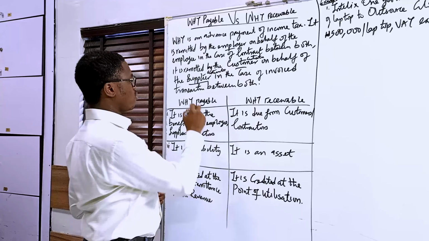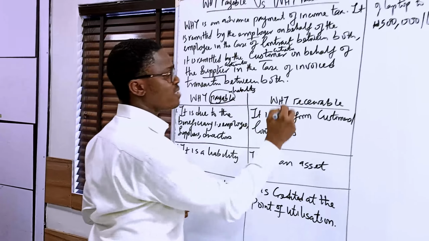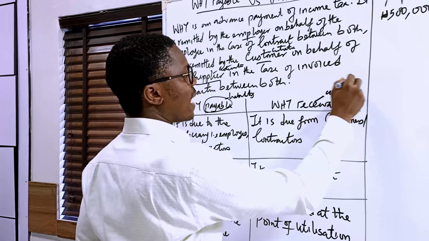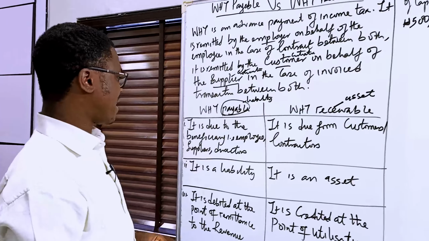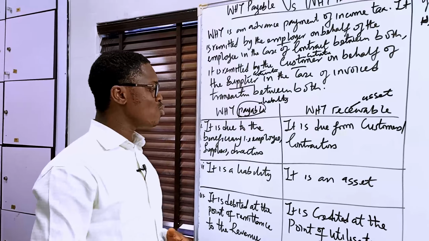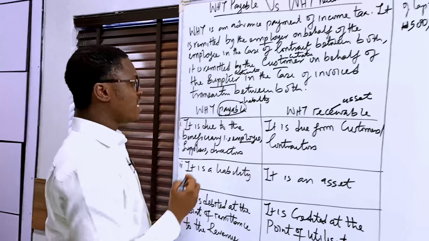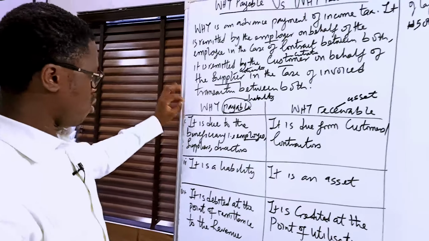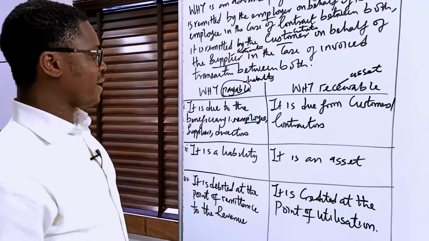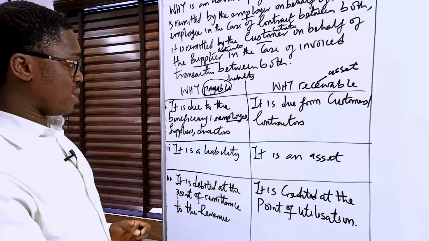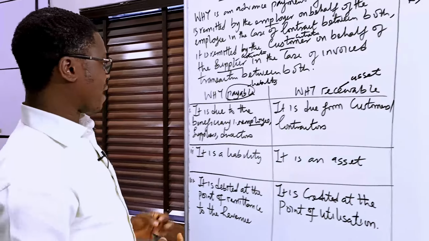From the word payable, we should know that this is a liability. From the word receivable, we should know that this is an asset. Now, the number one difference is that it is due to the beneficiary. Withholding tax payable is due to the beneficiary. An example of a beneficiary here is the employee. That simply means that withholding tax payable would have been deducted by the employer. So at the point the employer is deducting the withholding tax from whatever is due to the employee, it will be credited to this payable account, withholding tax payable.